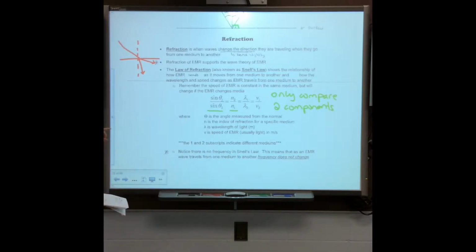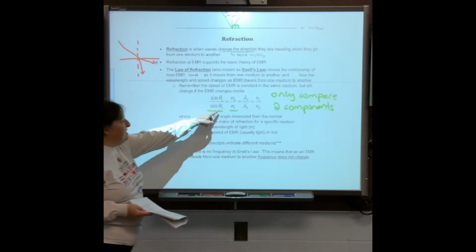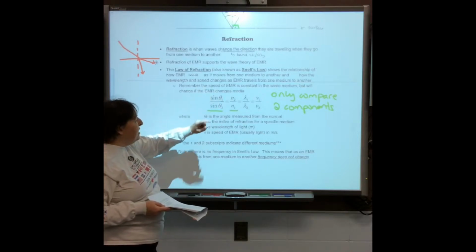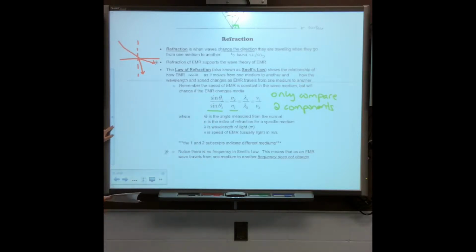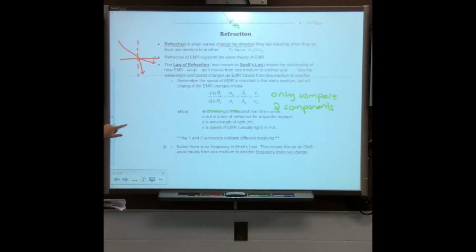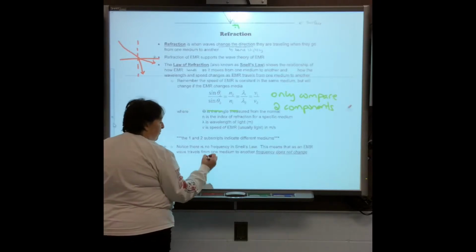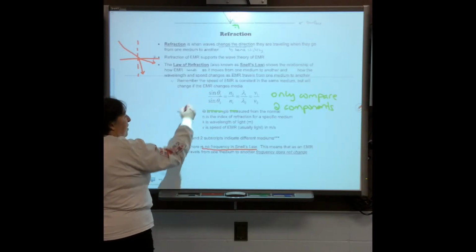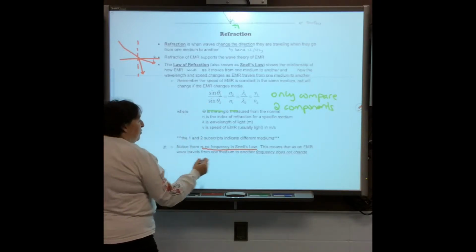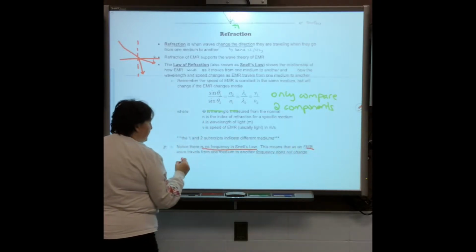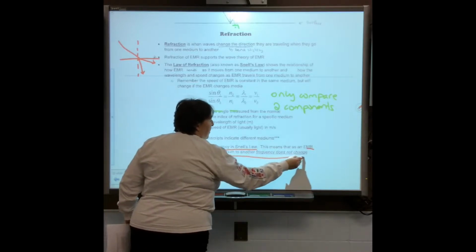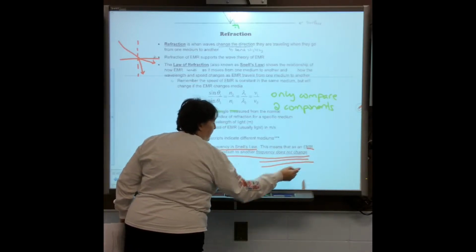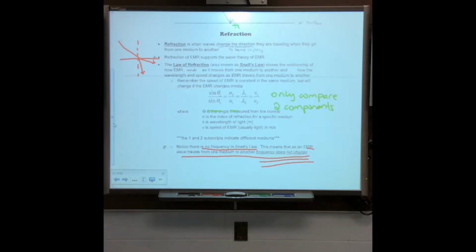Okay? The 1 and 2 subscripts that you see here indicate medium 1 and medium 2. There's no frequency. This is really important. There's no frequency in the formulas for Snell's law. There's no F1 and F2 here. When EMR moves from one medium to another, the frequency does not change. Okay? There's no involvement there.